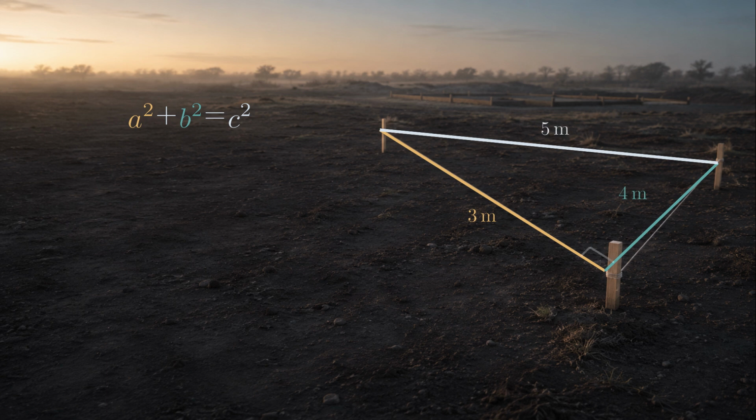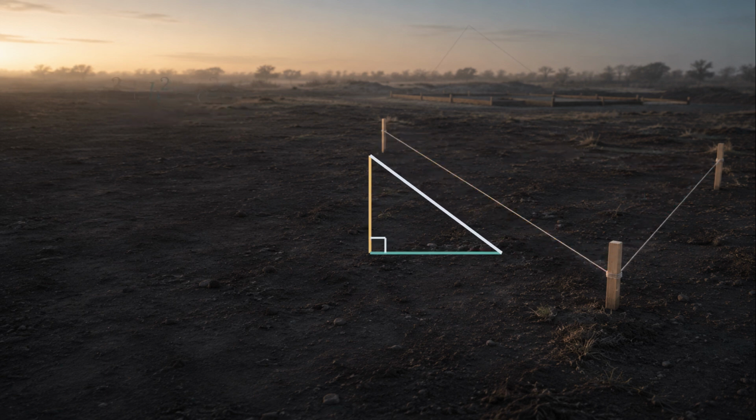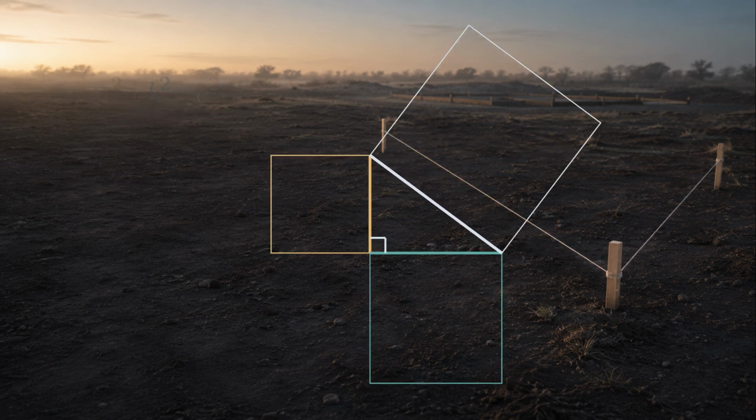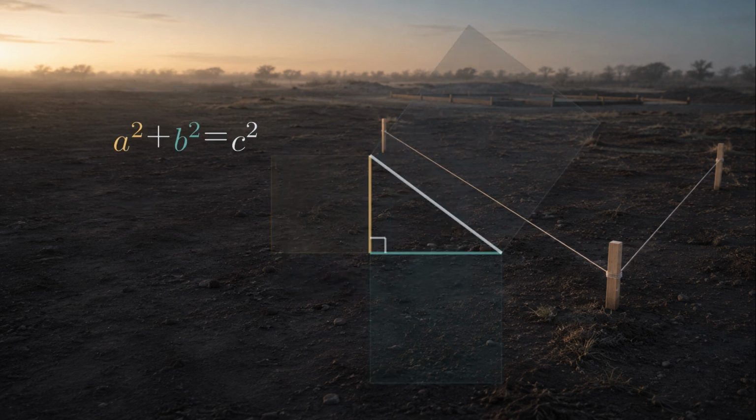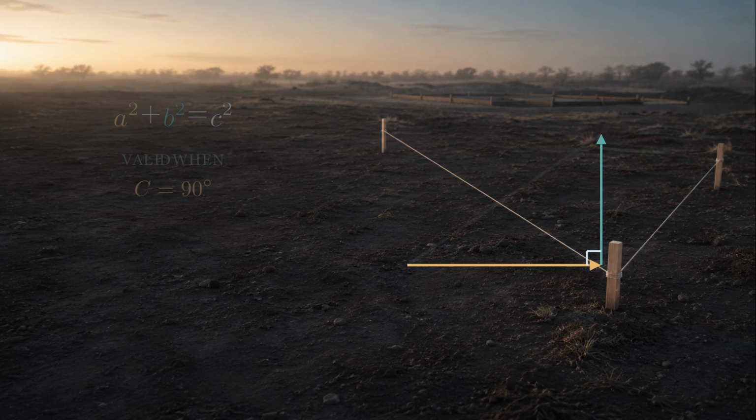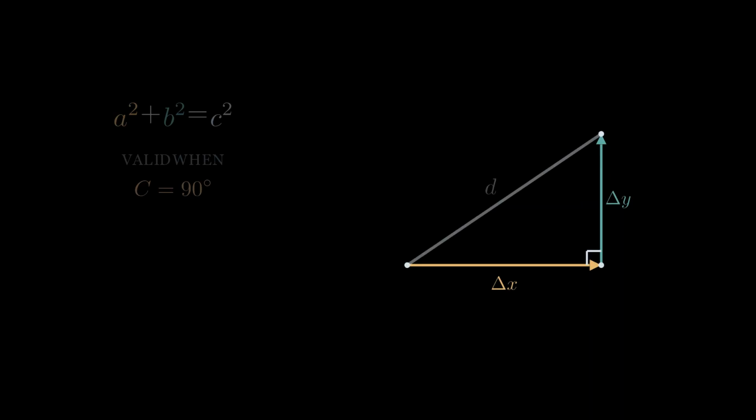Now we know why it works. The squares are areas. Their equality comes from geometry. And the right angle is the hidden condition holding the relationship together. The equation is not merely a recipe, it is a compressed argument with a boundary. A right angle turns 2 independent directions into one distance.